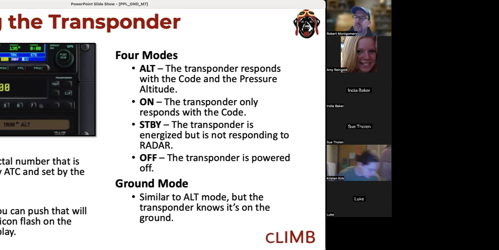There is one little variation here, right? And the variation is there's something called ground mode. I've been digging and trying to get straight information on what ground mode actually means. What ground mode really is, is the transponder knows that it's on the ground, but it's still behaving as if it's in altitude mode. Okay.